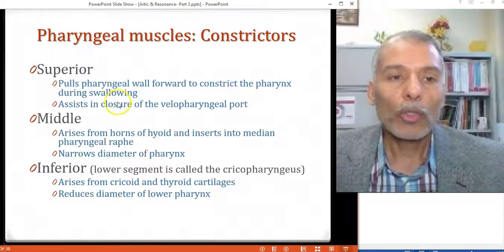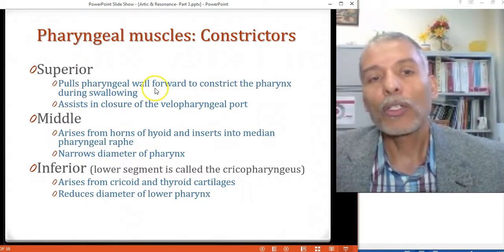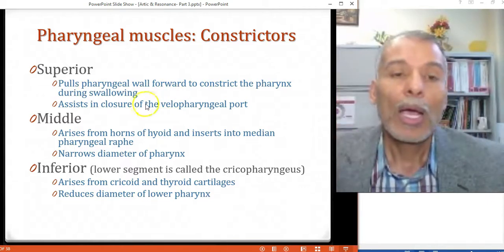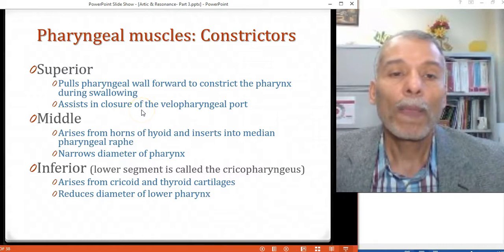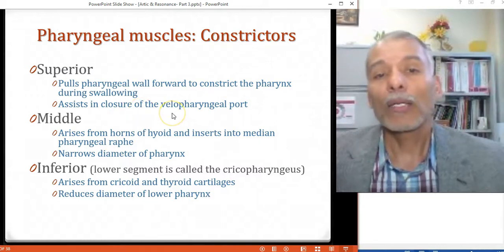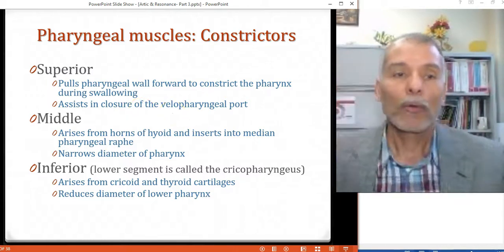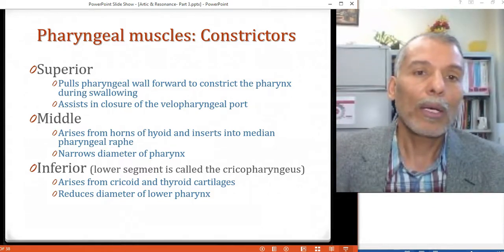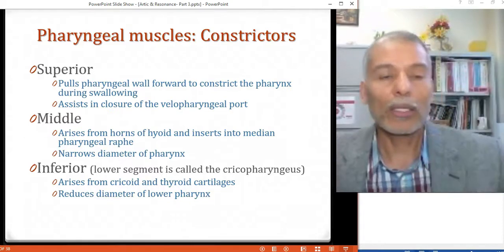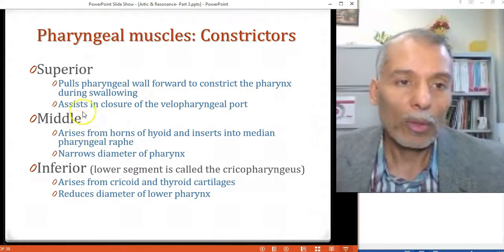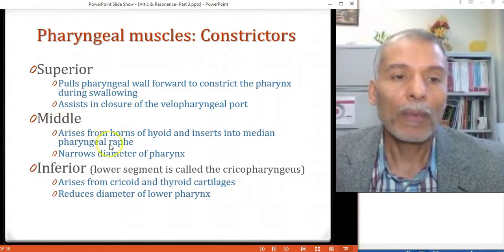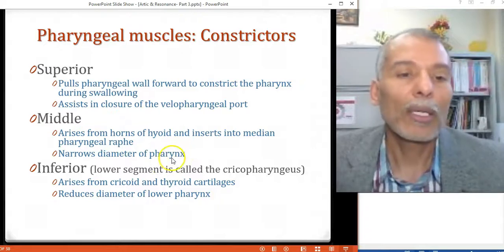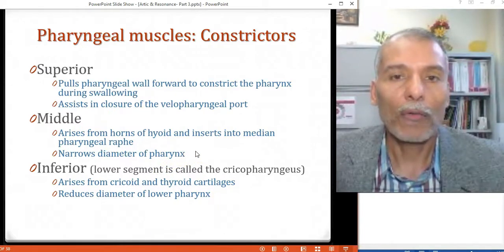So the superior pulls the pharyngeal walls forward and constricts the pharynx when you swallow. And it also helps in closing the velopharyngeal port. For example, okay, let's just move on, and then we'll tell you more about the different functions. But the middle also helps in limiting or narrowing the diameter of the pharynx.